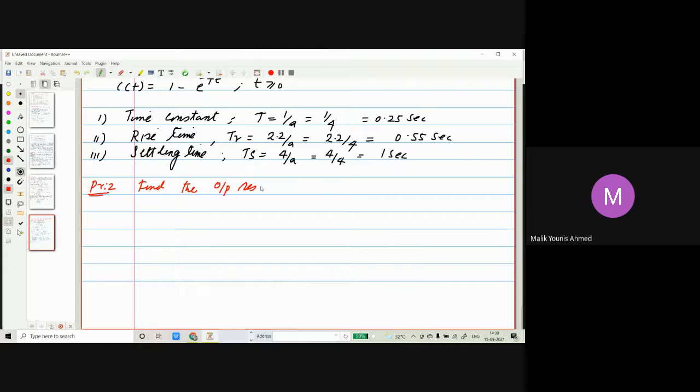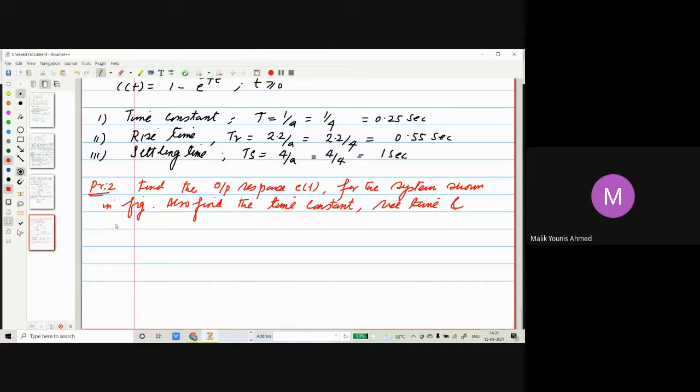Find the output response C of t for the system shown in figure. Also find the time constant, rise time and settling time.